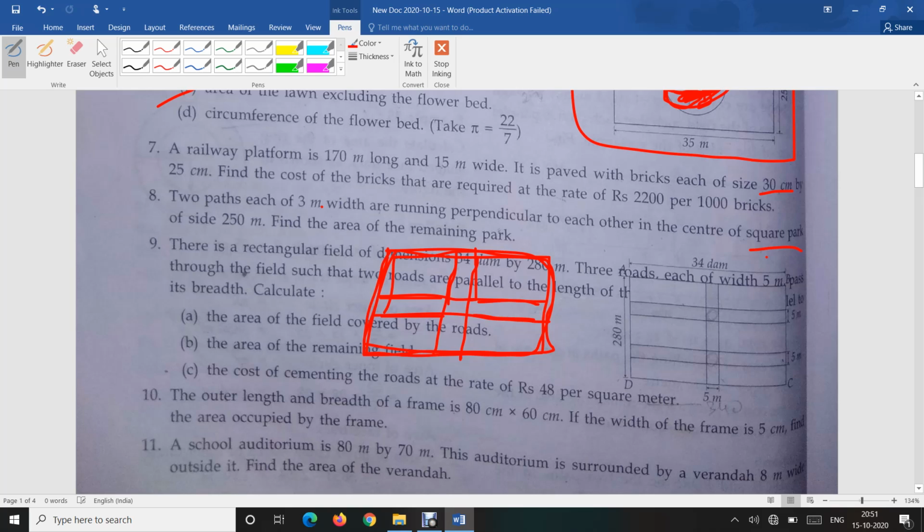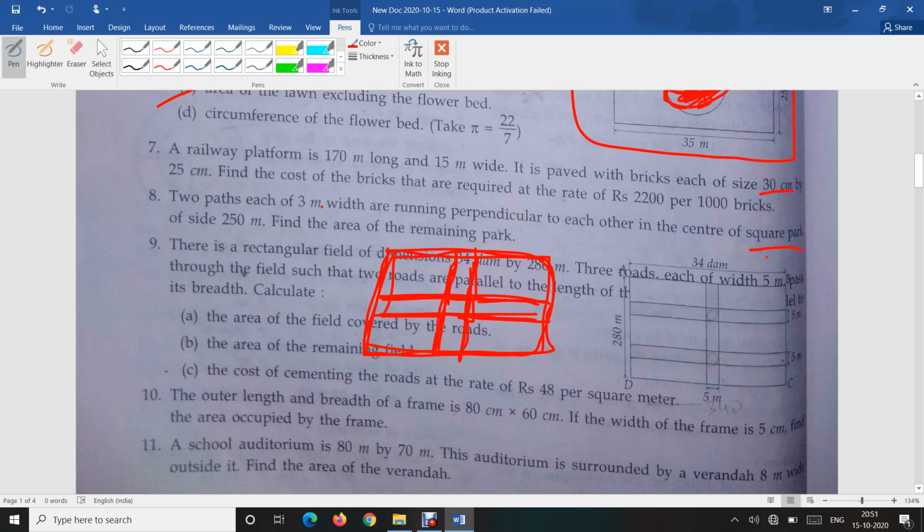I already told you how you can find out the area of the path. You just need to find the area of this portion, that means this road, and you have to find out the area of this road also.